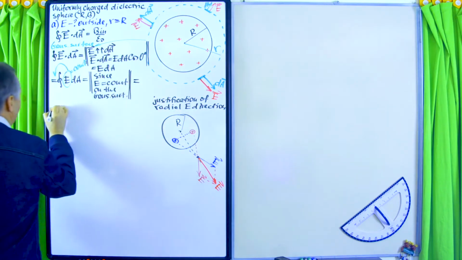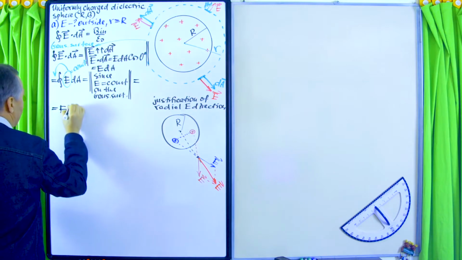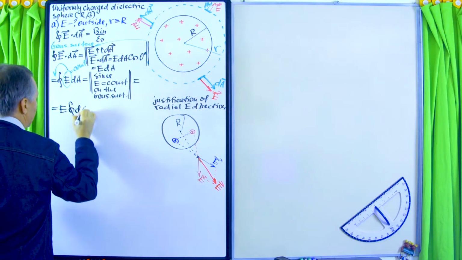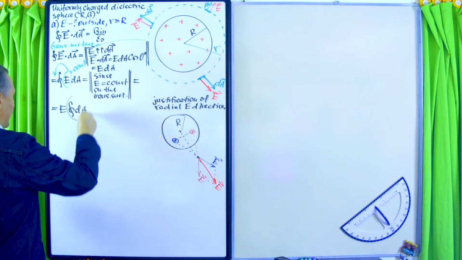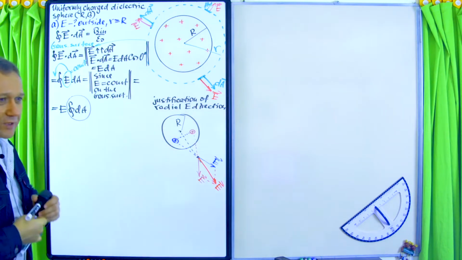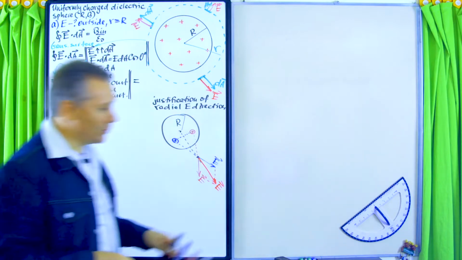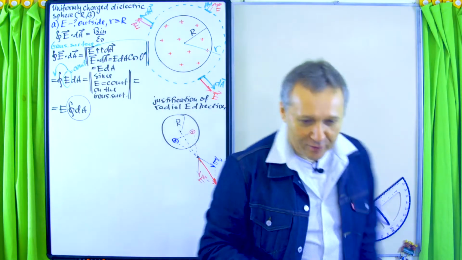As a result, we are getting E times the integral over the closed surface of dA. Okay, so now let's have a break. And now you can tell me what's the value of this integral. From this point we will continue after the break.